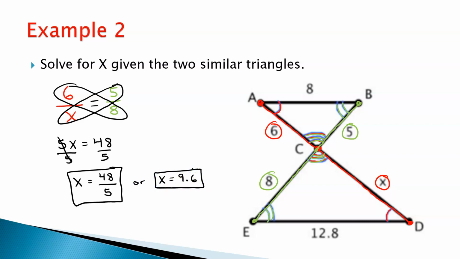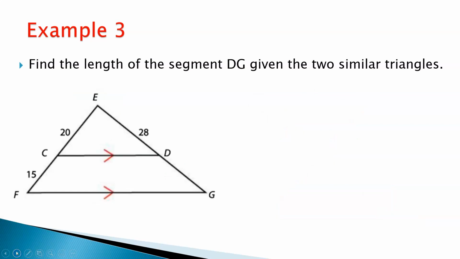9.6. All right, example number 3. It says find the length of segment DG given the two similar triangles.